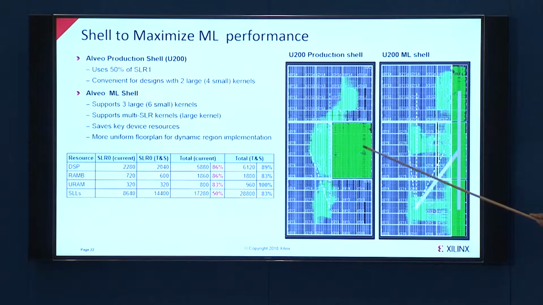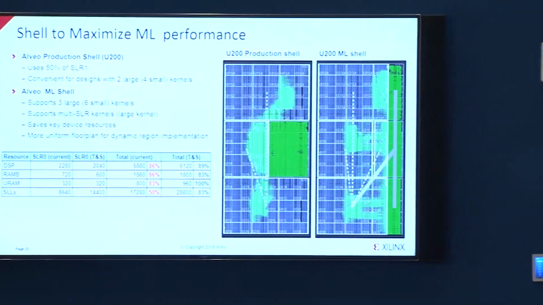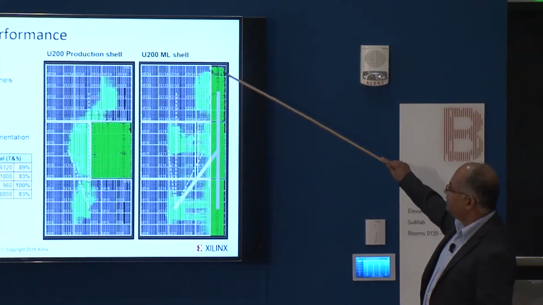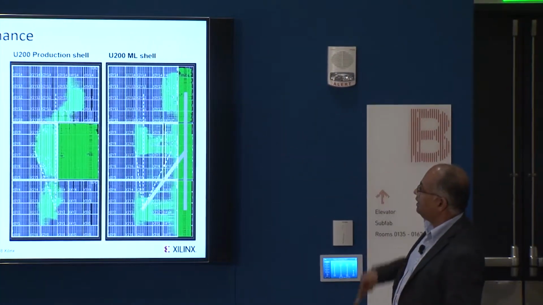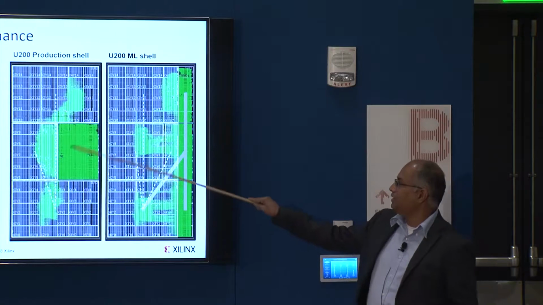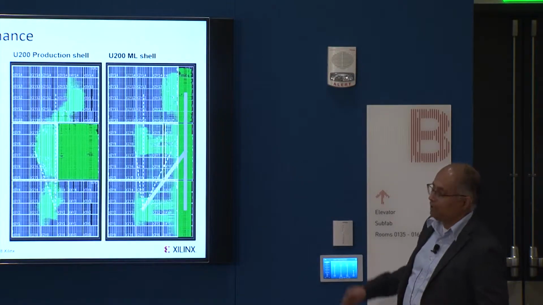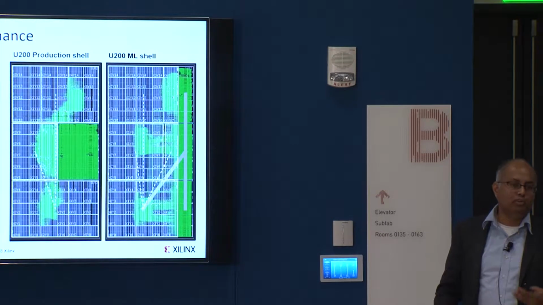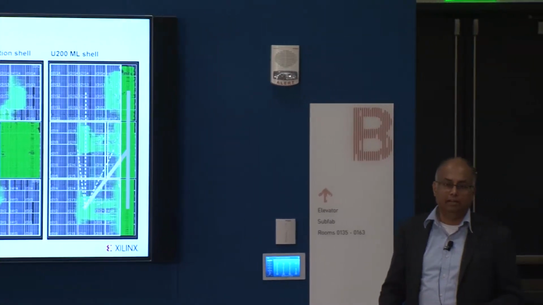But for machine learning, we know that we don't need PCI x16, we don't need 16 lanes of PCI. We are good with 4 lanes of PCI because the data movement is not that much. So we decided to implement an ML shell. The difference between this and that is it gives you more FPGA, and it is more specific to the task at hand.